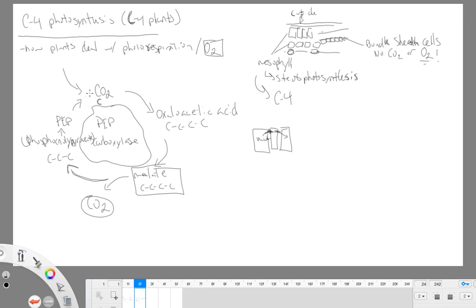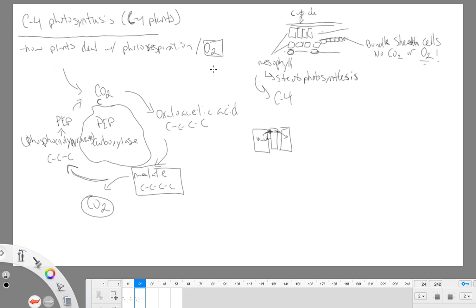So we go through this C-4 process, we produce malate. That malate then gets shipped off to cells that aren't exposed to the atmosphere, so they're not exposed to carbon dioxide or oxygen. There, that malate can change and release carbon dioxide as one of its products. And now we have an environment that is entirely carbon dioxide, and we can do regular C3 photosynthesis without having to worry about photorespiration at all. It's actually a really neat process and a really neat way of dealing with this photorespiration problem.